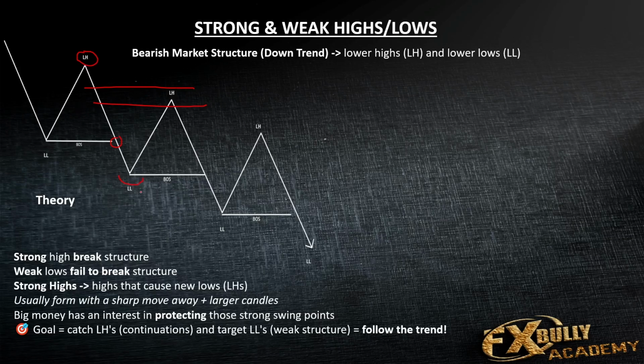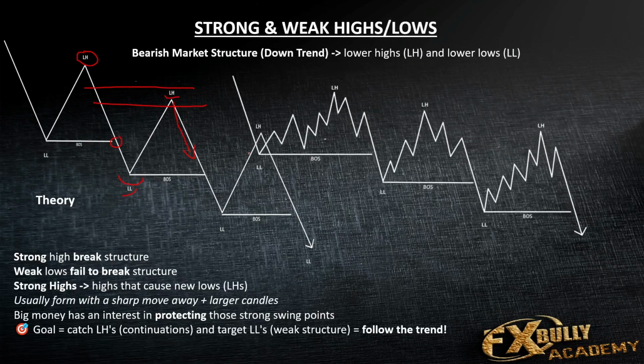We consider that lower low a weak low. Why? It has failed to take out that lower high. Therefore, because it has failed to take out that lower high, we are saying we want to see it broken. Therefore, it is weak. The market should be able to break it easily, right? And then we'll trade towards it. Right, so that's really our goal, catching these lower highs as continuation of the trend, targeting those lower lows, and that's how you then make your money.